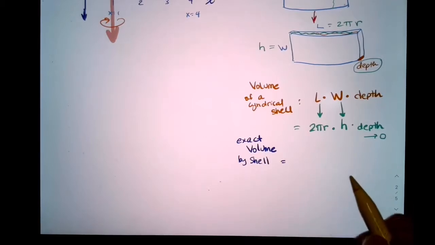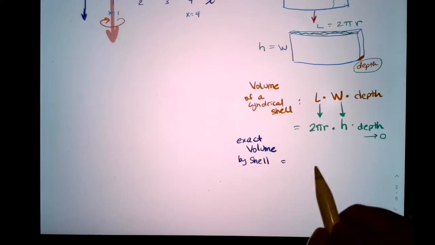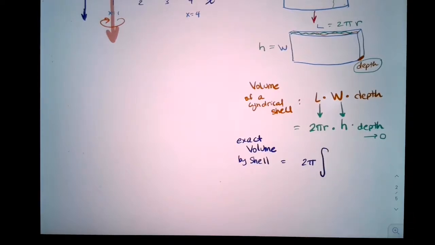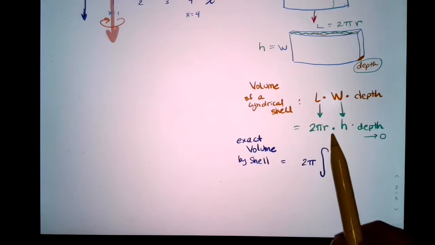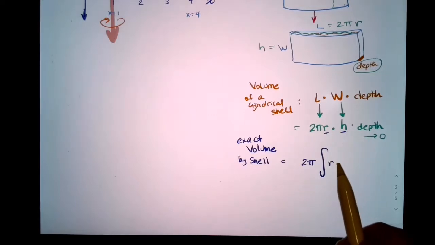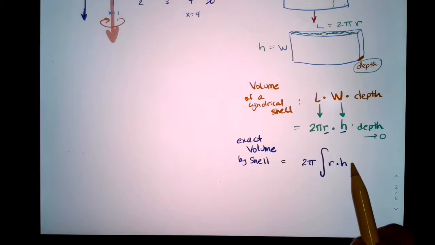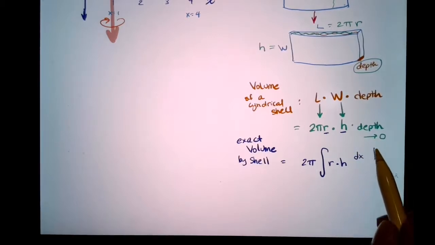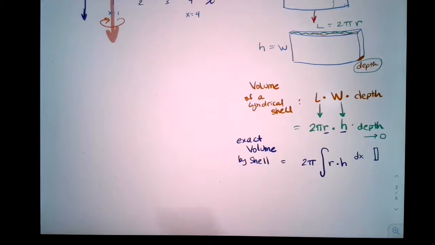I am going to have an integral because you're really taking the limit as the depth goes to 0 of the summation of all of these volumes. But I'm going to get right to it. What do I have? 2 pi is just a coefficient. That can come outside the integral. What I have left to figure out is r and h. And then the depth is what's going to translate. It's either going to be a dx, that thing that goes to 0, if you had a rectangle that was drawn vertically, or that depth is going to be a little dy if you drew that rectangle horizontally.